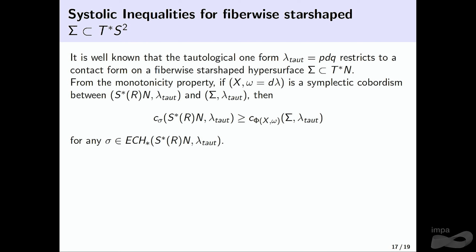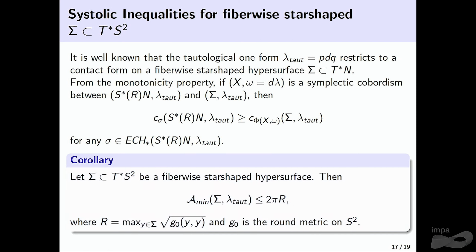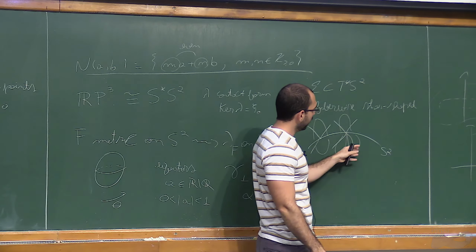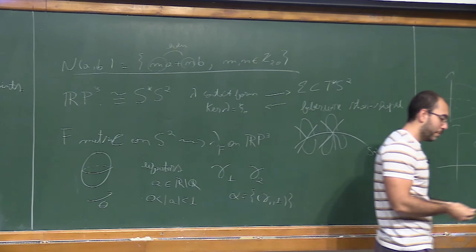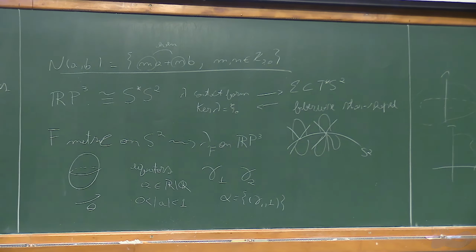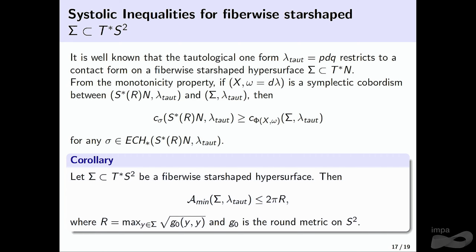So we can also obtain systolic inequalities using ECH spectral invariants. I started to think about this last month, but I tried hard to say this here because it's a dynamics conference. I'm sorry that I don't have a nice result, but I can use ECH spectral invariants to give this systolic inequality. As I said, if you consider fiber-wise star-shaped hypersurfaces in the cotangent bundle of S2, the tautological one-form restricts to a contact form, and then you can ask about the minimal action of the Reeb orbits. And then the story follows from the properties that I mentioned.